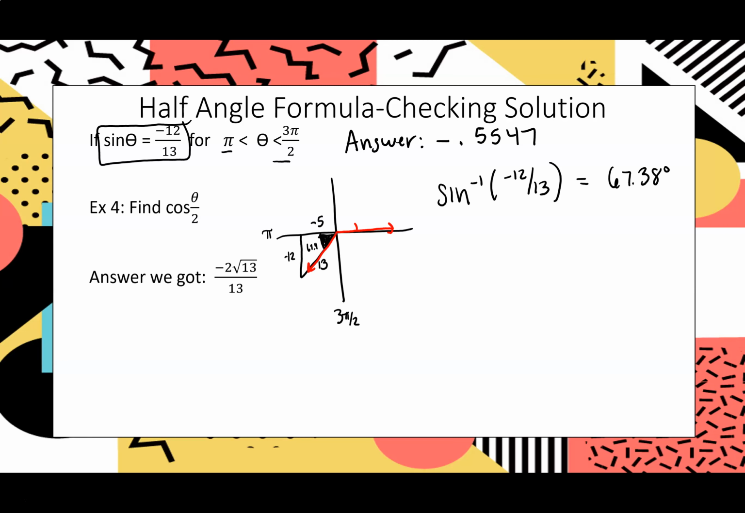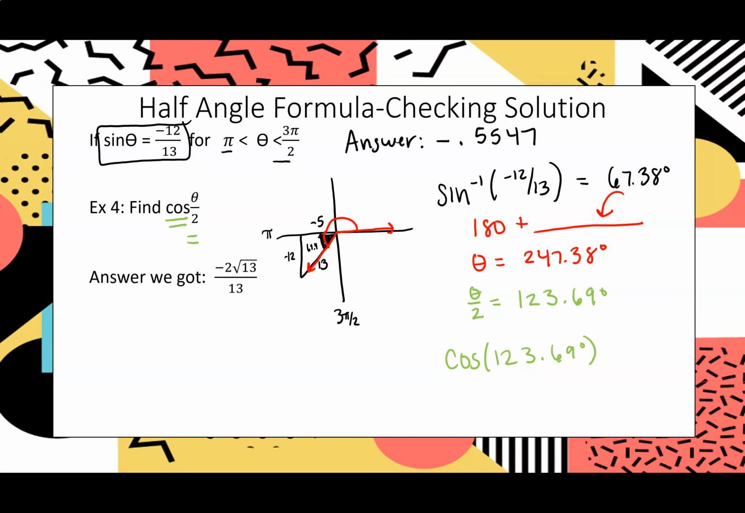Remember, I'm trying to get that full angle for my theta, so that's going to be this angle right here. So that's going to be 180 plus what we just got, and that's going to give me my theta, which is 247.38 degrees. Well, to find theta over 2, we're just going to cut that in half, and our theta over 2 is 247.38 divided by 2, and that's 123.69 degrees.